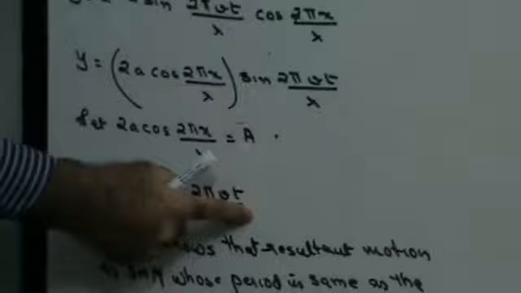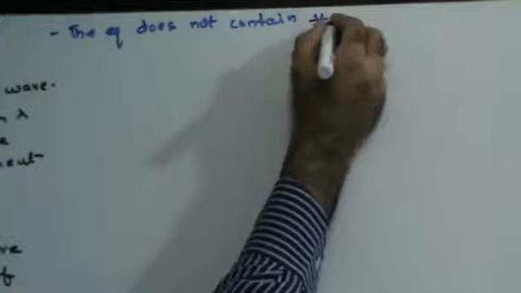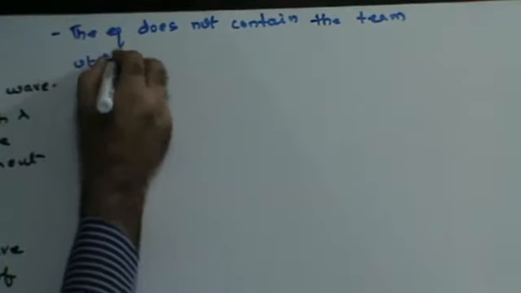From this equation we also understand that the equation does not contain the term vt plus or minus x. That means hence it does not represent a progressive wave. Since the term x is not there in the equation, the displacement of the wave will have no effect on the resultant wave, as there is no x in this. I can also say the equation does not contain the term vt plus or minus x. Since the term x is not there, it is not a progressive wave. Hence it does not represent a progressive wave.